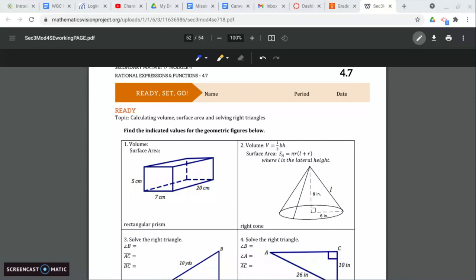So for the rectangular prism, to find the volume, remember we just multiply the three dimensions together. So 5 times 7 times 20. 5 times 7 is 35, times 20 will give us 700. So our volume is 700 centimeters cubed.